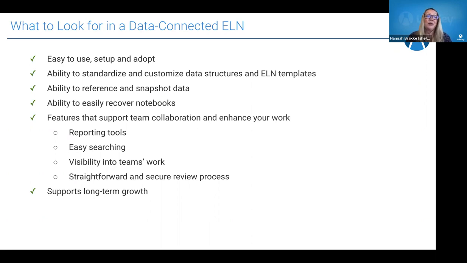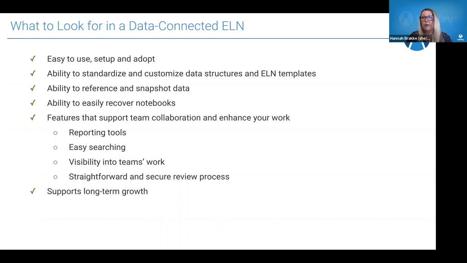And the other thing to look out for is being able to easily recover notebooks. So in a world where mistakes happen, things change over time, there are certain places where you want to be able to amend a notebook that had already gone through the review process, and making sure you can do that within the application rather than outside of it in a siloed manner can be very, very helpful for folks as they're expanding.